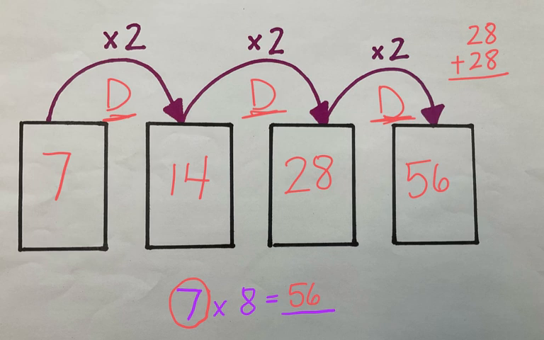And if you're thinking about it, I'm starting with 7. If I double it, it's multiplying by 2. If I double it again, that's multiplying by 4. And then if I double, double, double, that's multiplying by 8.